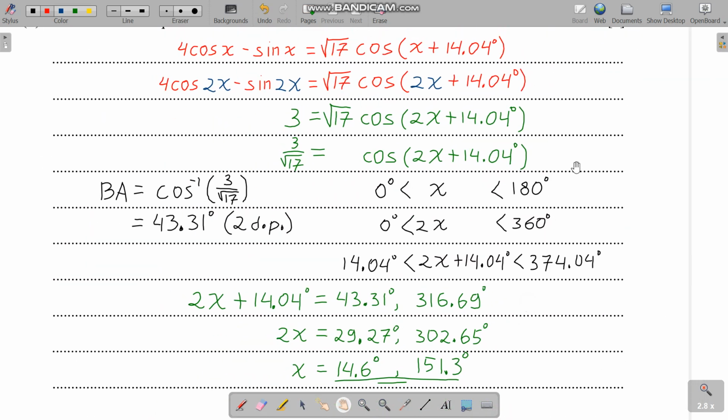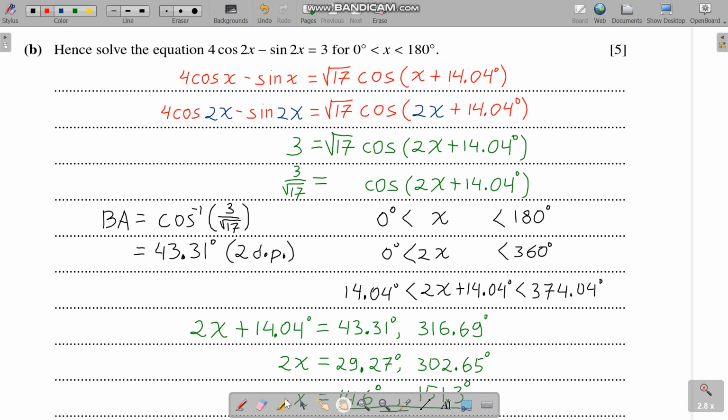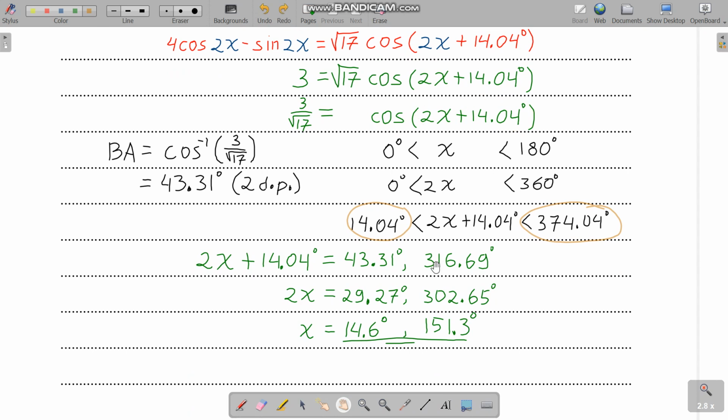Now if we look at the domain in the question, it says from 0 to 180 degrees here, but this is for x. Since the angle we are dealing with is not x but 2x plus 14.04, we have to modify this domain: multiply by 2, so 0 times 2, 180 times 2, and then we add 14.04. So that means this is the actual domain we use for this angle.